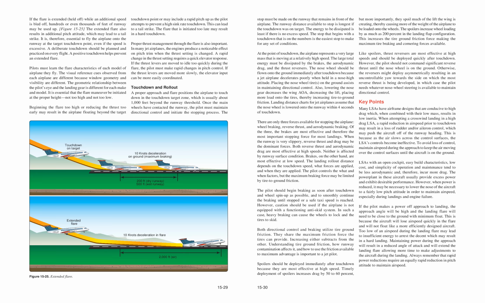If the pilot makes a power-off approach to landing, the approach angle will be high and the landing flare will need to be close to the ground with minimum float. This is because the aircraft will lose airspeed quickly in a flare and will not float like a more efficiently designed aircraft. Too low of an airspeed during the landing flare may lead to insufficient energy to arrest the descent, which may result in a hard landing.